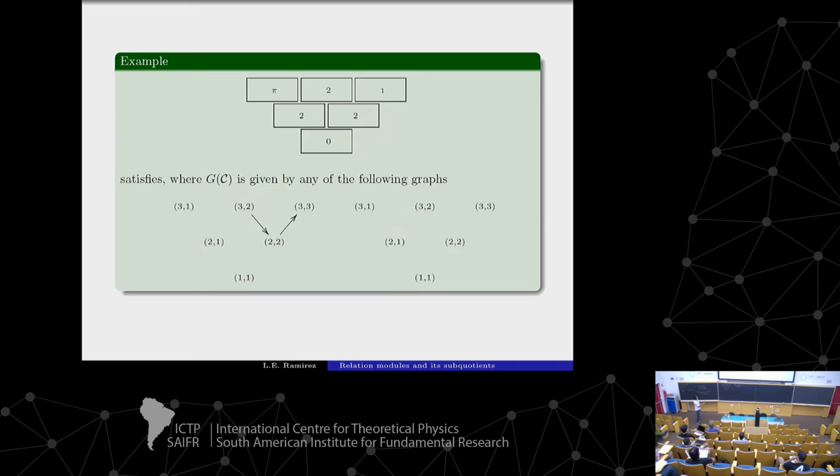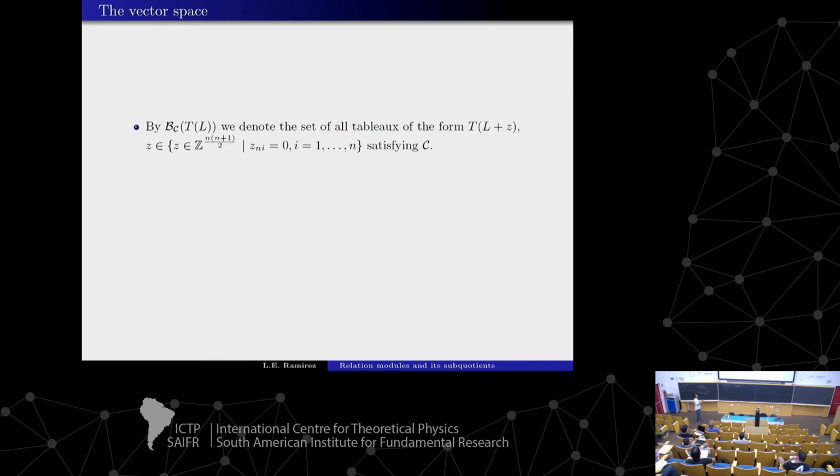So first, I go back here a little bit. If you have a Tableau that satisfies a certain set of relations, we can construct the vector space, or the basis of Tableaux. It's okay just to impose the condition that the Tableau satisfies the set of relations. So let me write here: we have this B_C(T(L)).